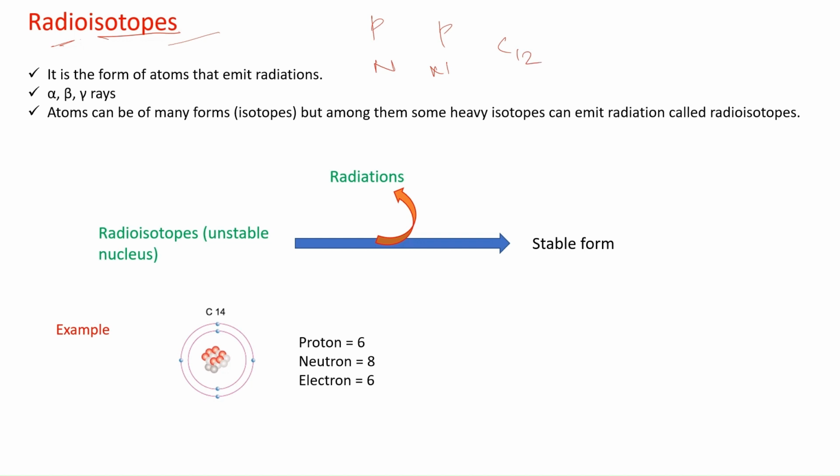So their mass number will be different, like carbon-12 and carbon-14, they have different mass numbers. Correct. This 14 is unstable. Why? Because it contains extra neutrons. So it became very heavy, and it wants to be stable. So how can it become stable? It will emit radiations. Now, what radiations can they emit? They can emit alpha rays, beta rays or gamma rays. Clear?